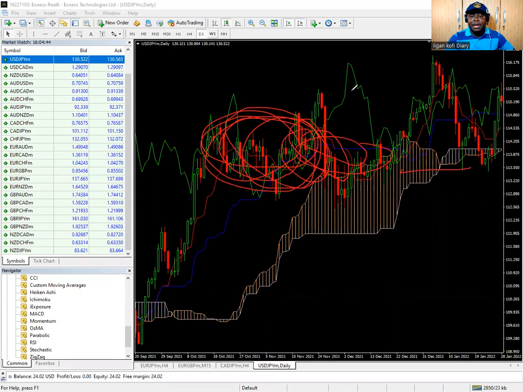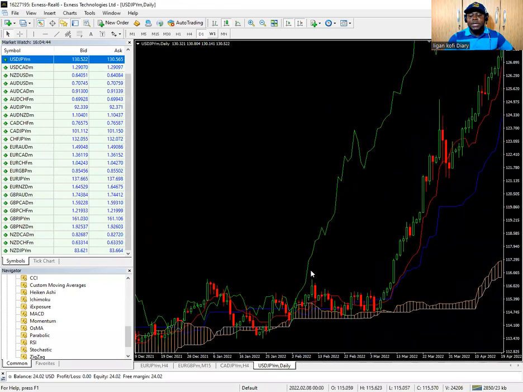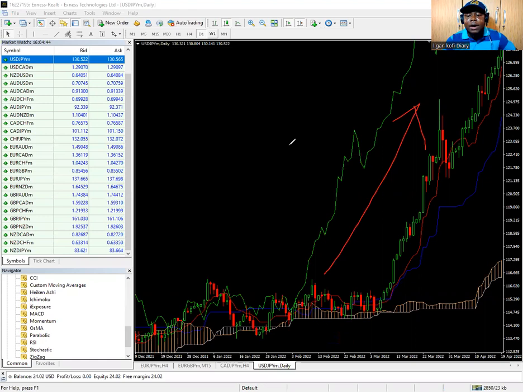And where did we get a clear picture? Let's move forward and see where the clear picture came. We got a clear picture again here. And then the clear picture here would have been another buy all the way up. Sure you are getting it. So this is how Ichimoku is used.